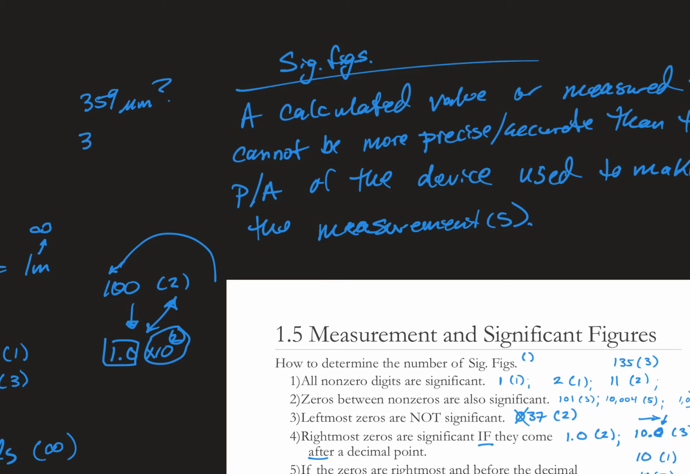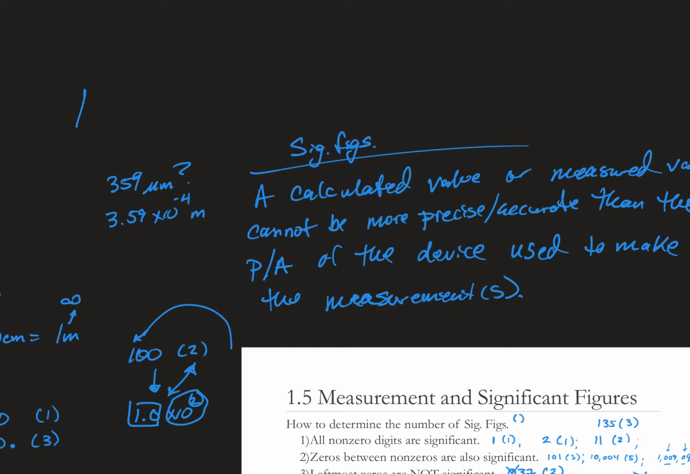This is 3.59 times 10 to the negative fourth meters, because 1 micrometer is 1 times 10 to the negative 6 meters, and we have 359 of those, so the negative 6 becomes a negative 4. It's bigger by a factor of 100, or 10 squared. All right, it is just too small for me to measure.